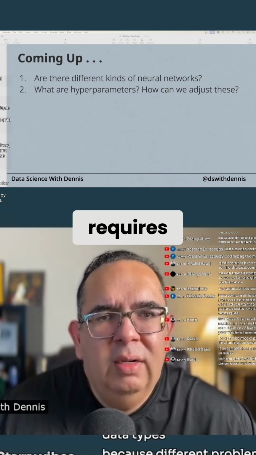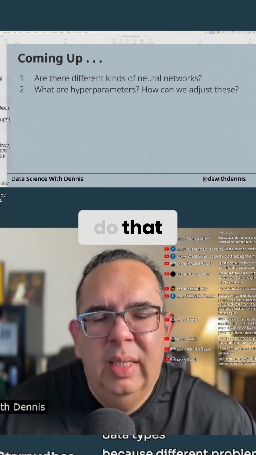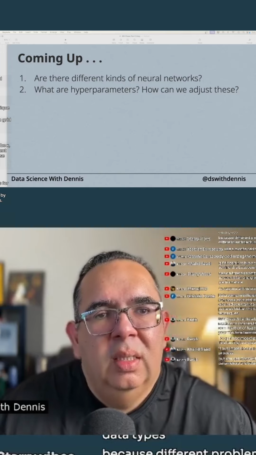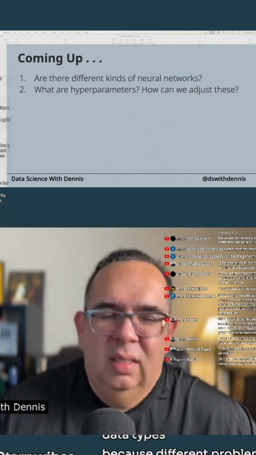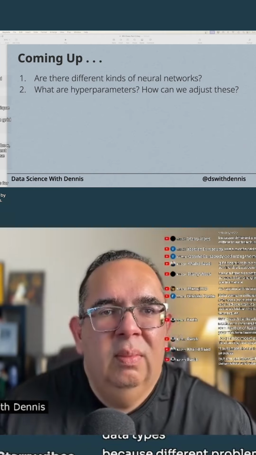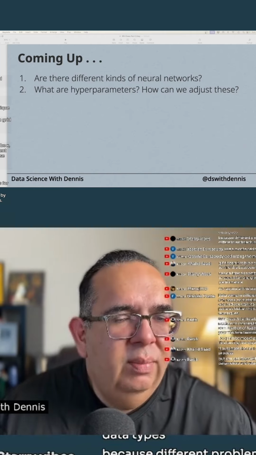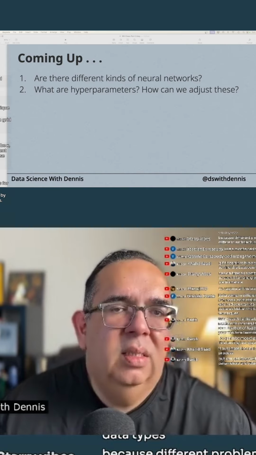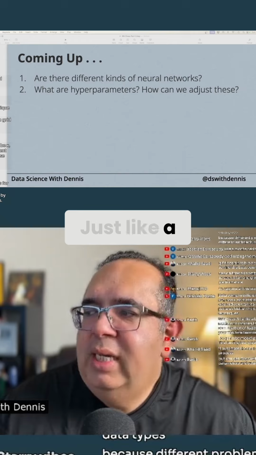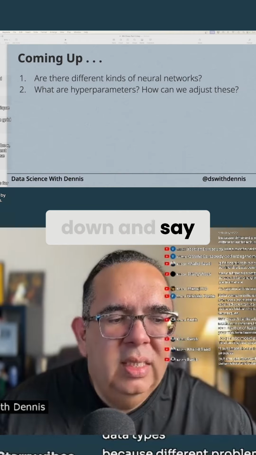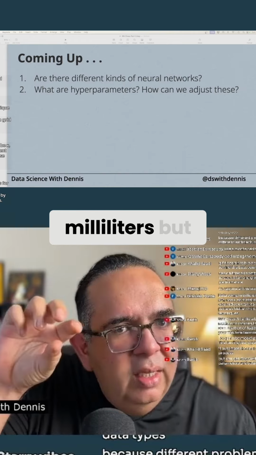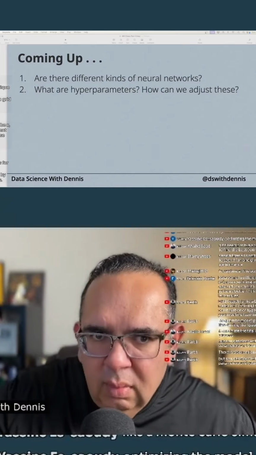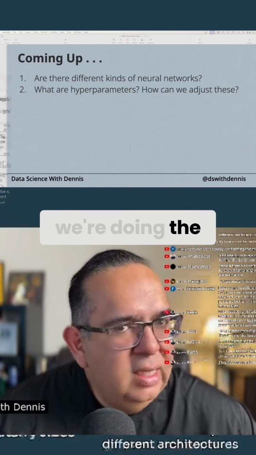Data science requires experimentation. Software engineering doesn't really do that, right? So keep that in mind, because this is where you're running experiments. This is your lab. You should be keeping track of these experiments, just like a chemist would write down, oh, this time I'm going to use 10 milliliters, but last time I used 5 milliliters or whatever. Like, we're doing the same thing.